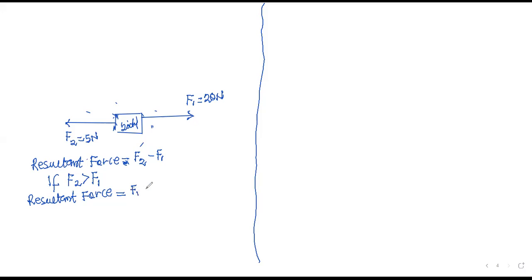Since the force of the first one, F1, is greater than F2, it will be F1 minus F2. So the resultant force is 20 minus 5, which is 15 Newton. What will be the direction of the resultant?